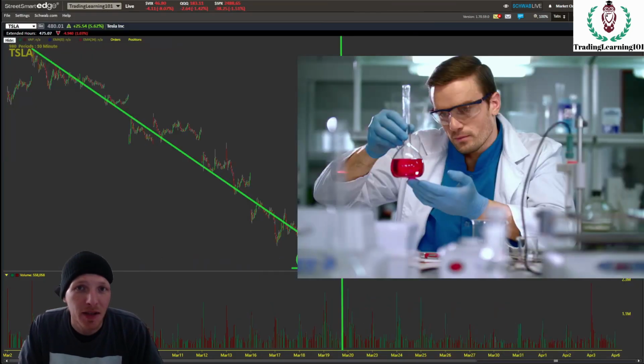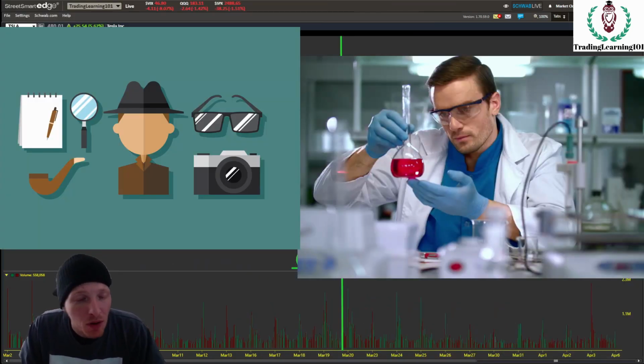Be that scientist, be that detective, put the pieces together to tell the story, test, refine, test, refine again. You're a scientist and a detective, and have fun with this. This is what it's all about.